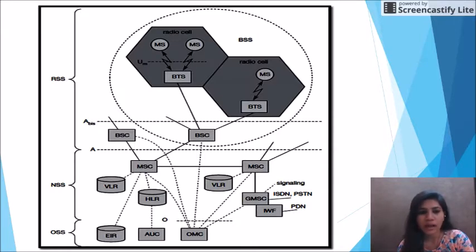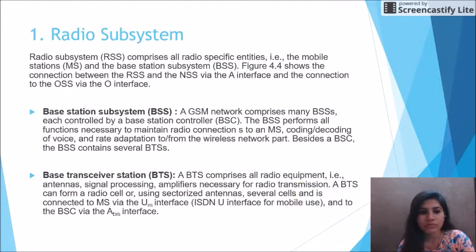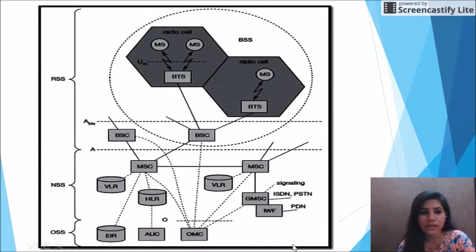Now firstly I will explain RSS. RSS stands for Radio Subsystem. It comprises all the radio specific entities, that is the mobile station and the base station subsystem. You can see in the figure that the connection between the RSS and NSS is done by the A interface, and the connection between the NSS and OSS is done by the O interface. Now, what are the A interface and O interface? The A interface is typically based on a circuit switched system carrying up to 64 kbits per second, and the O interface uses a signaling system carrying management data to the RSS.